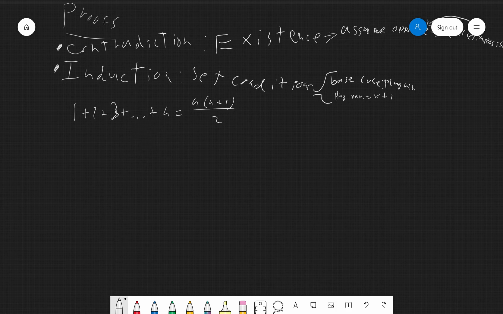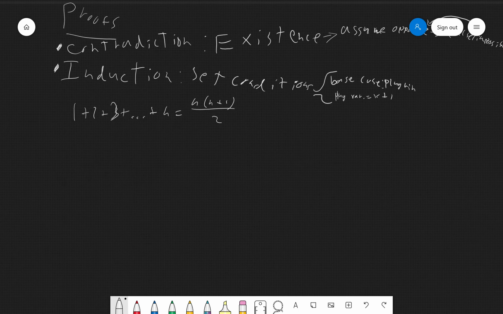So induction says, remember I explained that earlier, we do the base case. So what's the minimum value of n? Well, 1, right? Because it can't go to 0 or negative 1. So you plug in 1 for n, and you're going to get 1 equals 1 times 2 over 2, or 1. So that's obvious. So we did the base case.